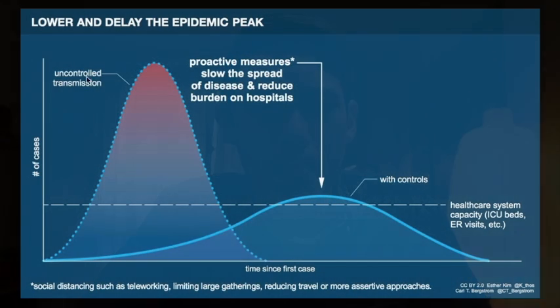So let's go on to the next topic of this video, and that is this idea of flattening the curve. What does it mean when these epidemiologists and these health experts, and now in different governments around the world, are saying we need to flatten the curve? Well, let's take a look at this graph and we'll try to explain it.